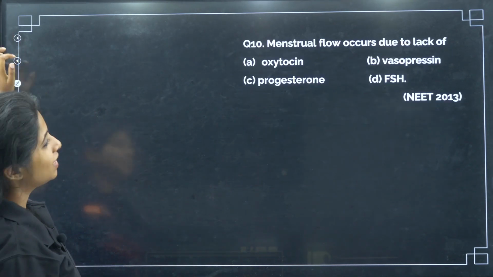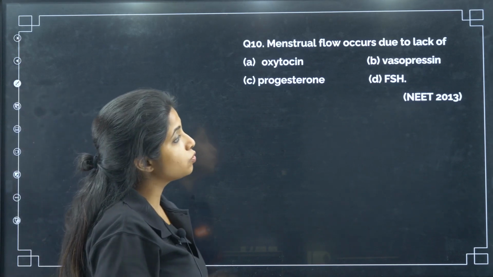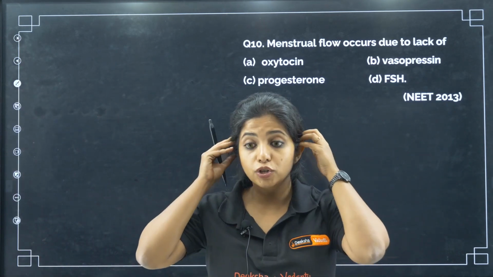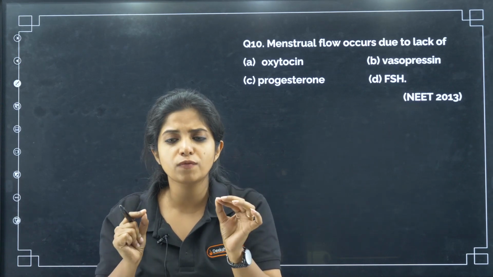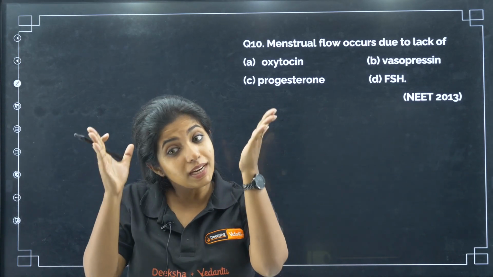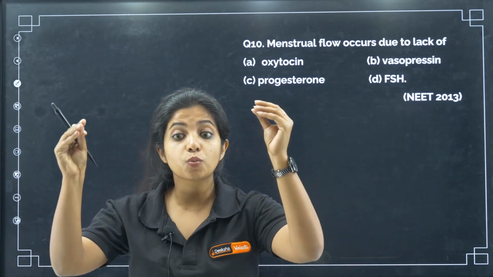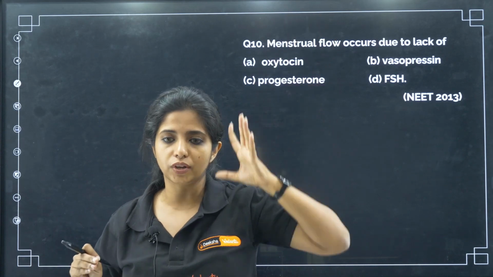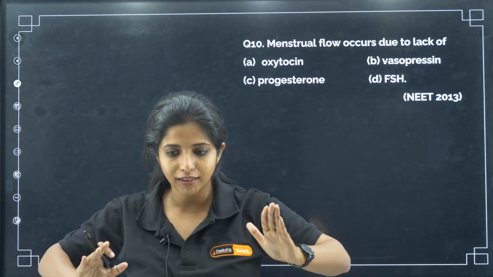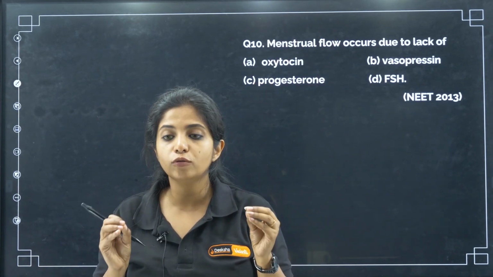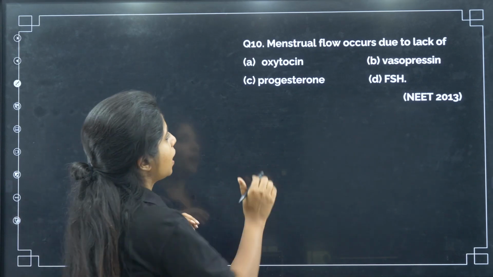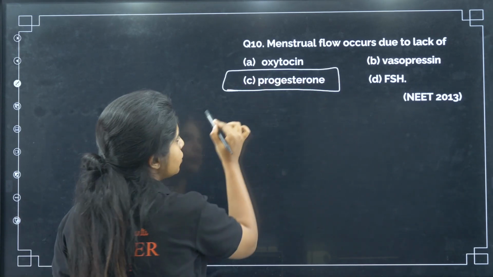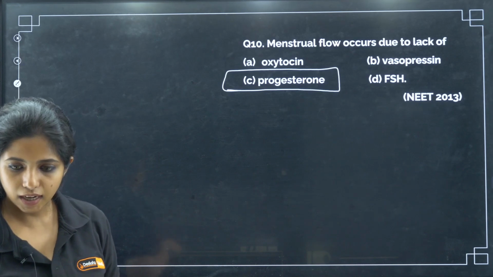Next, menstrual flow occurs due to lack of. Why do you think menstruation occurs? Why do you think the endometrial lining sheds down? I told you there is one hormone that is very, very important in the maintenance of the endometrium lining, and that is progesterone, which is made by the corpus luteum. Now, suppose that hormone is not there. What will happen? Basically, there will be menstrual flow. So, can I say C is the answer for this question? I can say that. Guys, just give me a second.